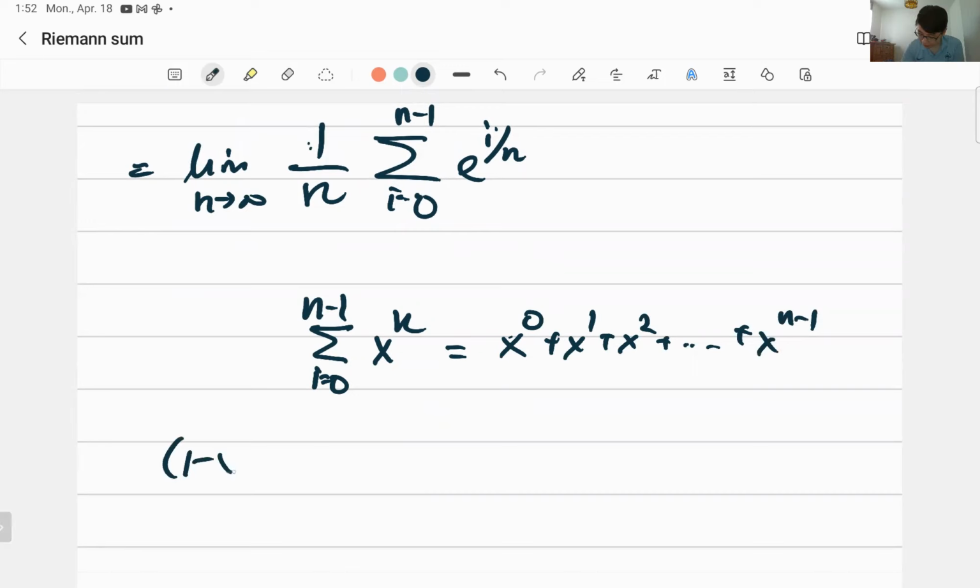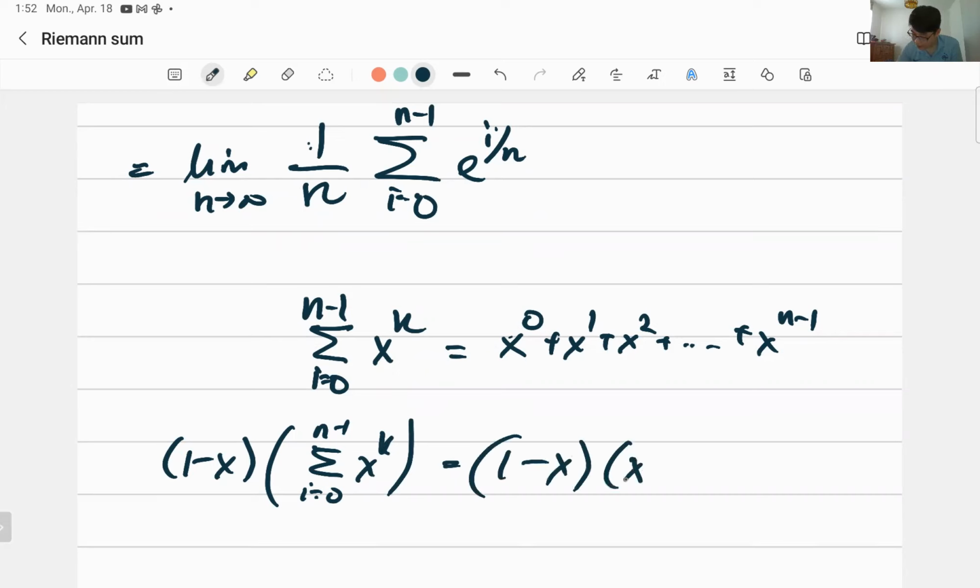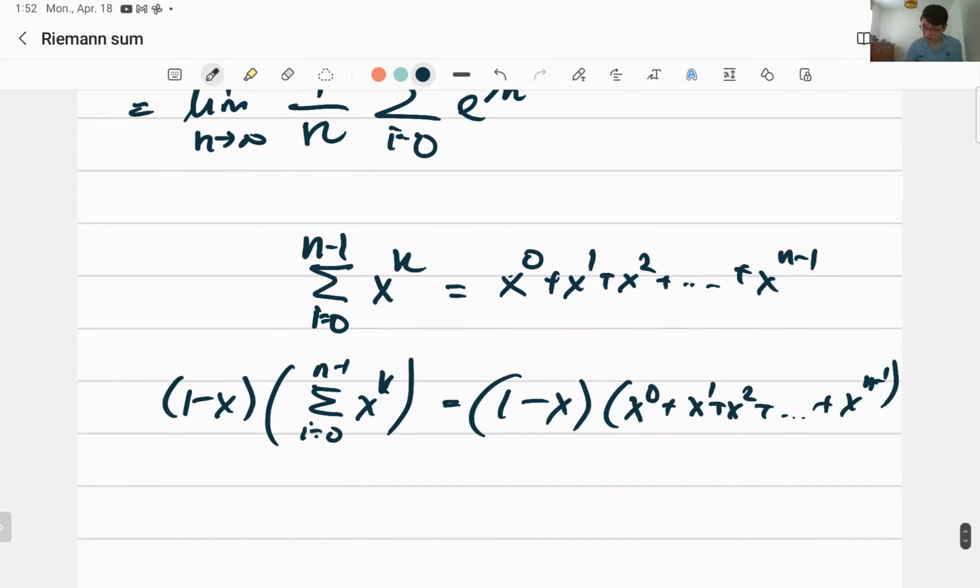1 minus x, and 1 over xk, right? And so 1 minus x times onto each side of it, 1 plus 2 plus other plus x to the power n minus 1, right? And so then I can reevaluate this one.